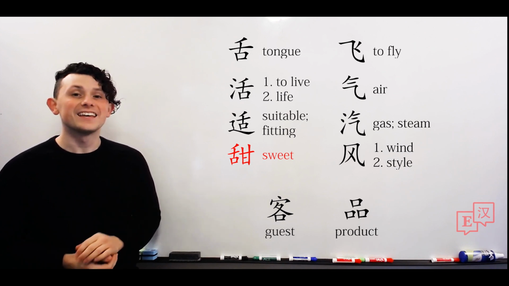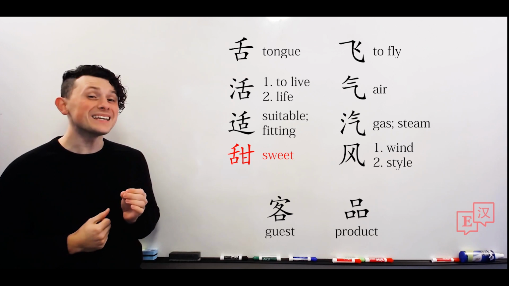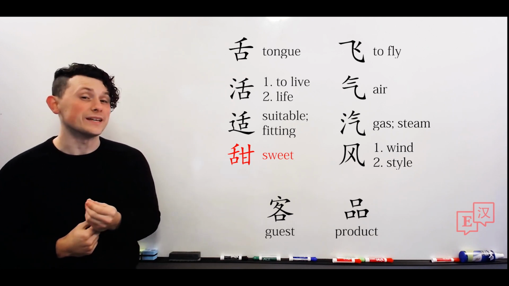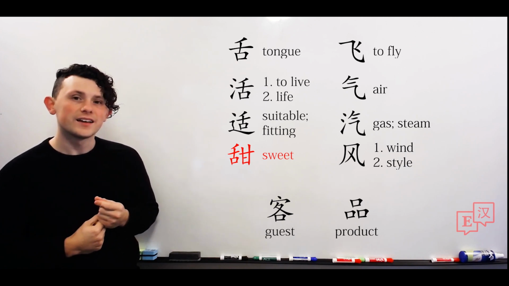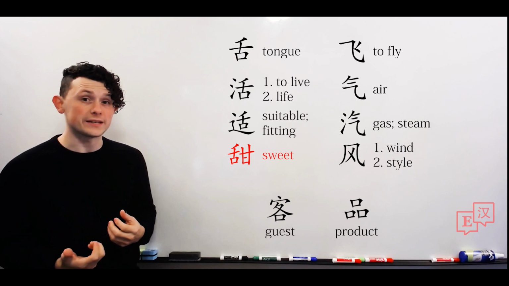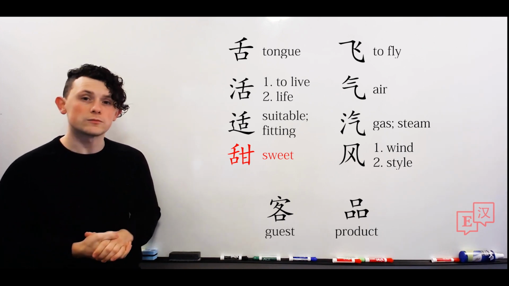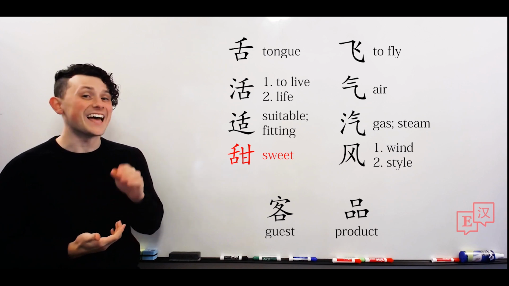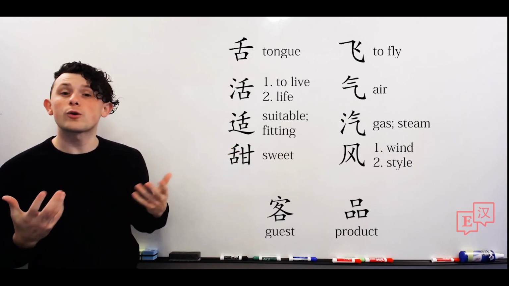Tian. Tian sounds exactly like field, and its meaning is sweet. Sweet to the taste. Sugary. That piece that you see to the right actually means sweet or having sweetness. So it's literally when your tongue meets sweetness, something is sweet or sugary. Tian. Now our next 4 characters all have to do with air or flight.